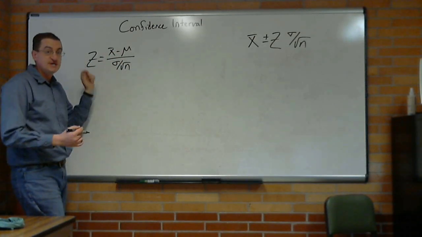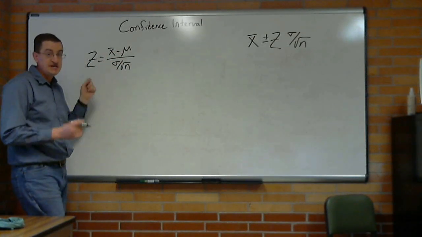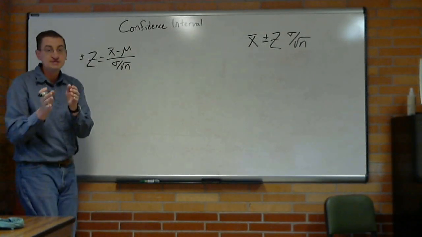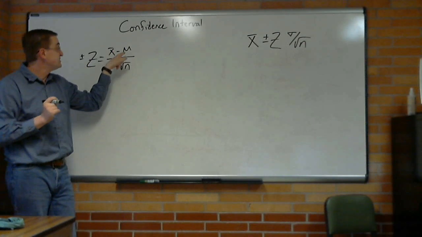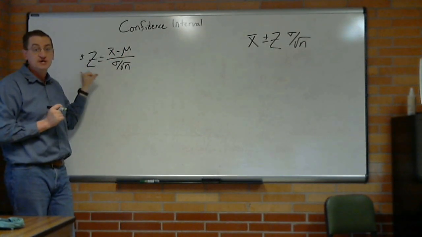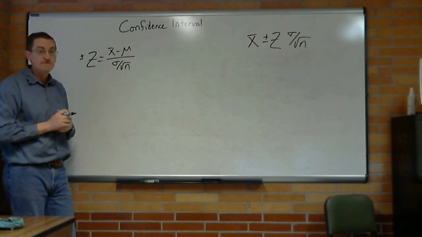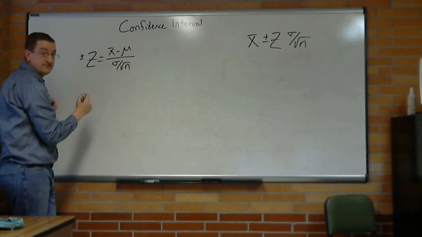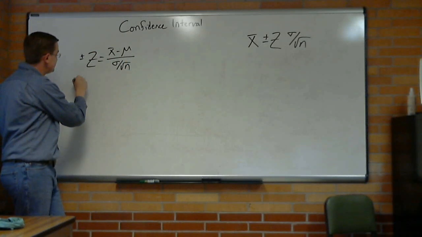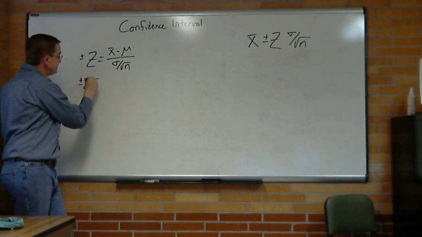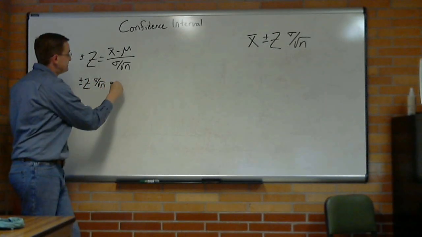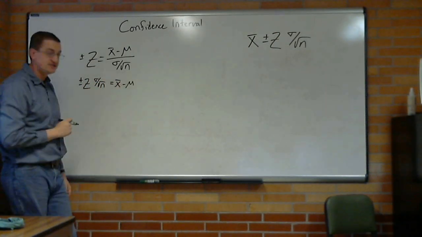For confidence intervals, it's the other way around. We know our z. In fact, we have two different z's, so I'm going to give it a plus or minus. What we don't know is the mu, and that's what we want to solve for. So let's solve this equation for mu. I'm going to move the sigma over square root of n to the other side, right? You do that by multiplying both sides. So I get plus or minus z times sigma over square root of n, and on this side, it would disappear.